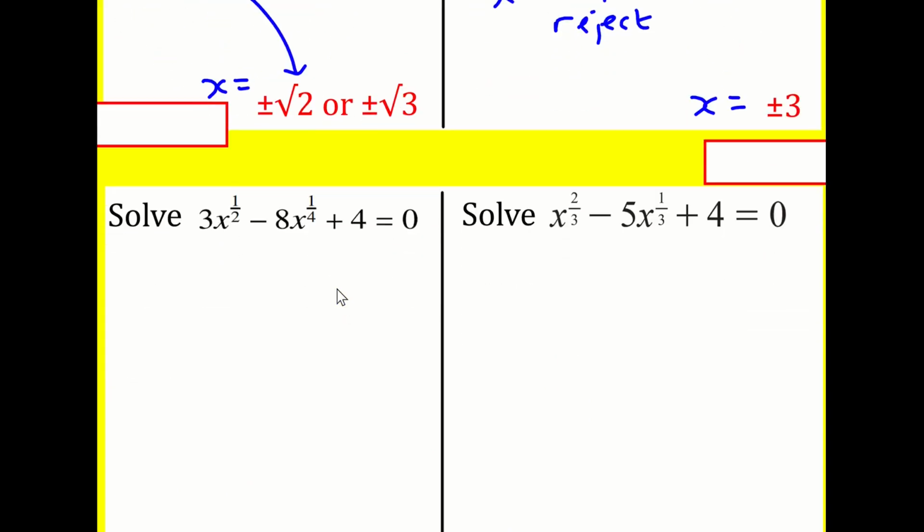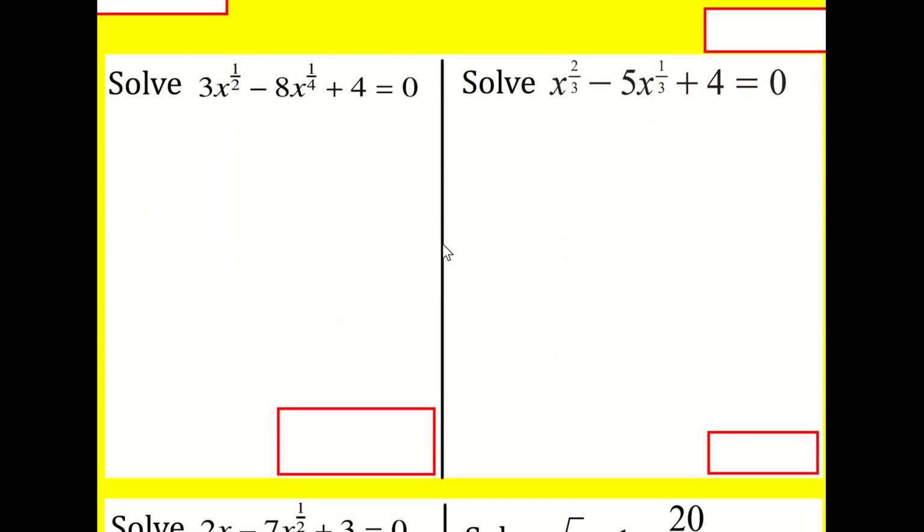Right, we're going to move on to fractional indices. You can get quadratics with fractional indices. Let's have a look at this. So if you're feeling confident, try them out. Otherwise, I'll go through the first one. Let me just start you off actually. So here, again, you can see that a half is double of a quarter. So your substitution is going to be t is equal to x to the quarter. And over here, it's going to be t is equal to x to the third.